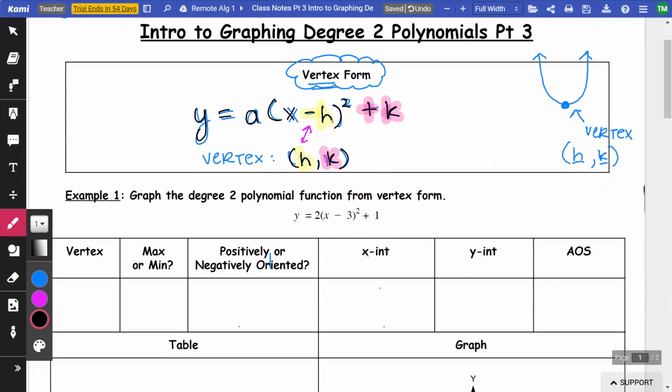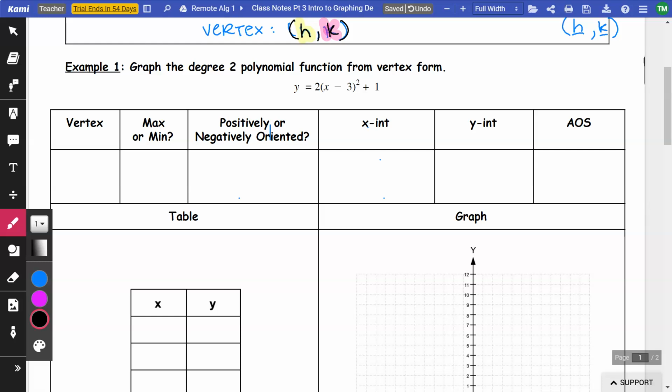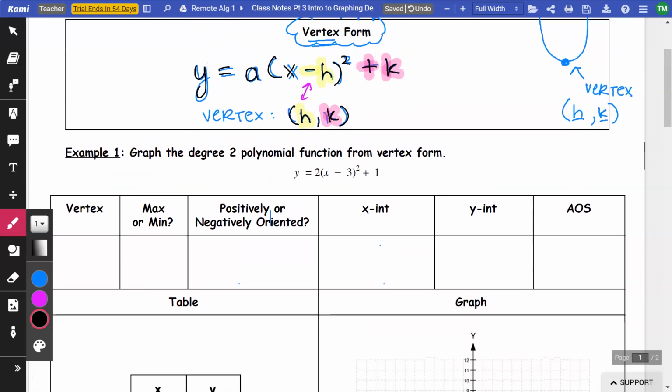If you look at example 1, we are going to graph this equation that's written in vertex form. My equation says y is equal to 2 times x minus 3 squared plus 1. Well, this means that y is equal to a times x minus h squared plus k. All this means is that the h value is 3 and the k value is 1. That means that h is 3 and k is 1. So your vertex is going to be at the point (3, 1).